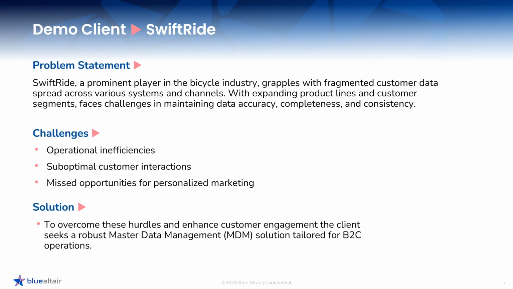So, the problem statement is this: SwiftRide, a prominent player in the bicycle industry, grapples with fragmented customer data spread across various systems and channels. With expanding product lines and customer segments, SwiftRide faces challenges in maintaining their data accuracy, completeness, and consistency. This leads to operational inefficiencies, suboptimal customer interactions, and missed opportunities for personalized marketing.